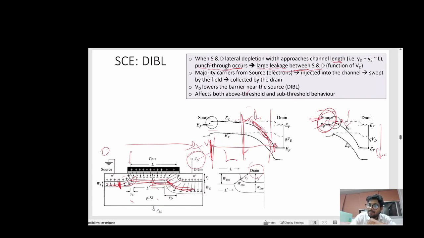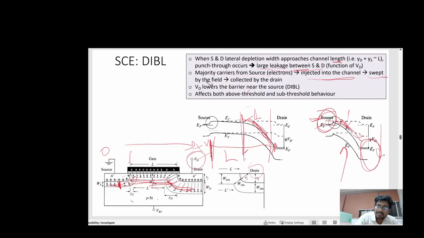Okay, and that will be swept, injected into the channel. That was the channel and swept by the electric field. This is the electric field, right? I told you, swept by the electric field and will be collected by the drain. Got that point?